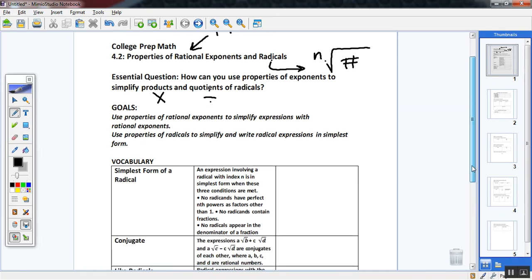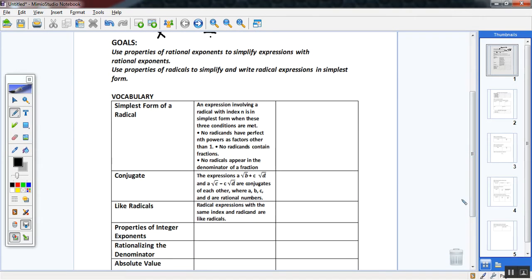So in order to do that, we need to be able to accomplish the following goals. We want to use properties of rational exponents. Rational meaning what again? To simplify expressions with rational exponents. So we're going to look at how we simplify stuff where you have fractional exponents. And then we're also going to use properties of radicals to simplify and write radical expressions in simplest form. Now guys, typically I don't get too worked up about vocabulary, but in this particular set of vocabulary, I think there's one term that's really going to be important, and I think it's this one right here. What does it mean to be simplest form?